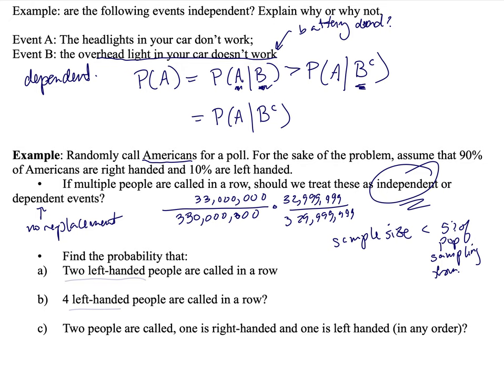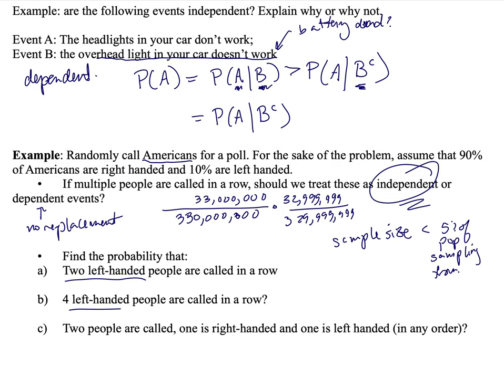So with that in mind, if we assume that these are independent events and about 10% of Americans are left-handed, 90% are right-handed, let's find the probability that we call 2 left-handed people in a row, that we call 4 left-handed people in a row, and part C, that 2 people are called and 1 happens to be right-handed and 1 is left-handed in either order. So try those out, and we'll talk about them in just a moment.